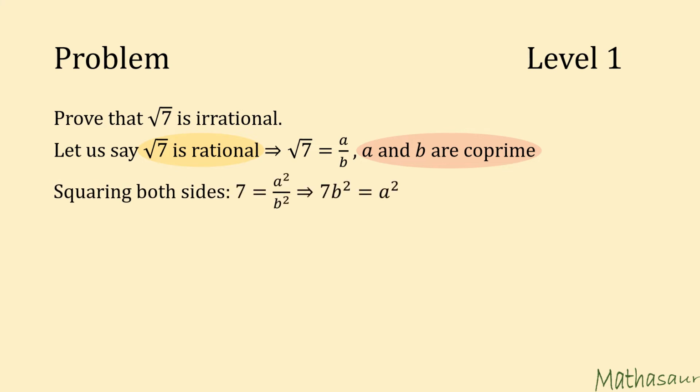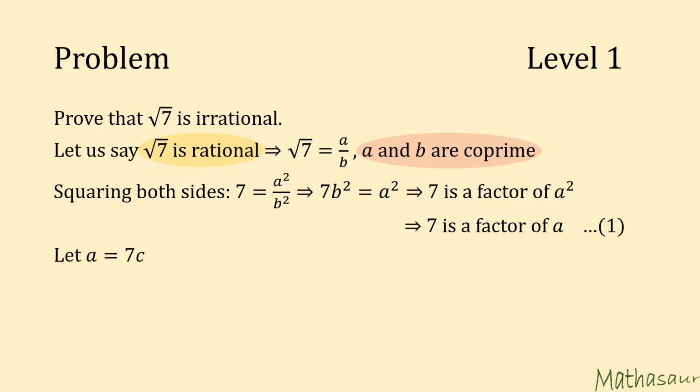We see that 7b square is equal to a square, which means that 7 is a factor of a square. This also means that 7 is a factor of a. Let us call this statement 1.